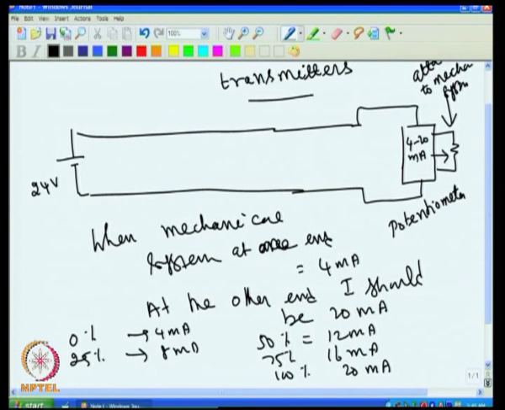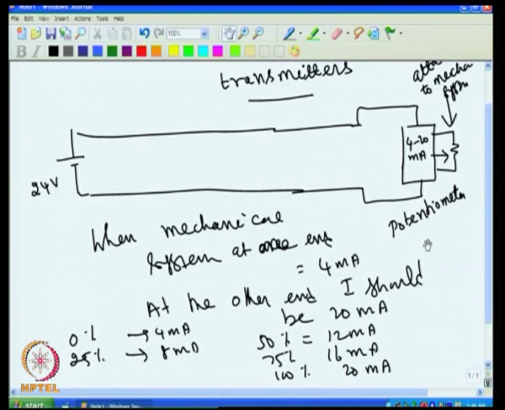Now, this is getting power only from these two wires, because it does not have any power supply by itself. So whatever power is required for the operation of the electronics inside is derived from this wire only. And then the signal is the position of this potentiometer. When the position varies, the resistance value and the voltage across these two points vary. Normally, this is connected to a fixed voltage, so the voltage across this varies. According to the voltage, the current in this will be varied. Like this, at 0%, it will be 4 milliampere and so on. It is adjusted like that.